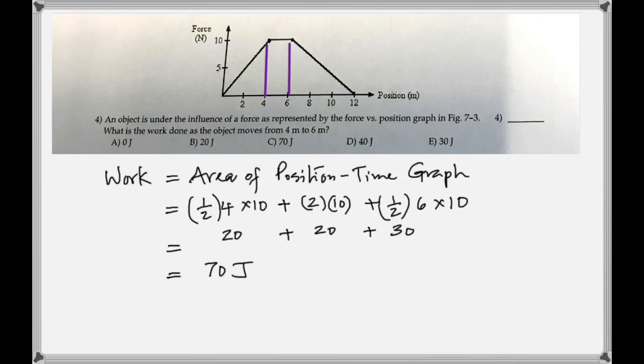The area of the triangle is 1/2 times base times height, plus the area of this rectangle is 2 times 10, because this is 2, and then you have 10. And then similarly, the area of this triangle is 1/2 times the base is 6, and the altitude is 10. So when you do that, you get 70 joules. So that's one more done.